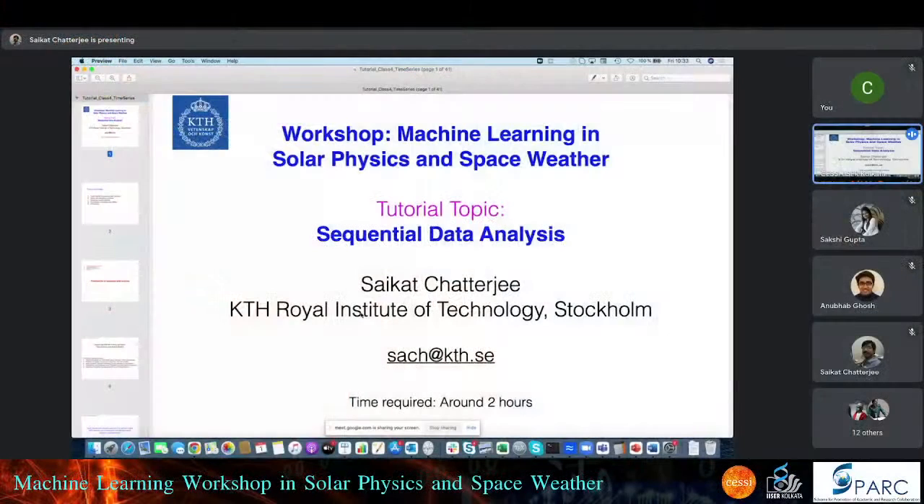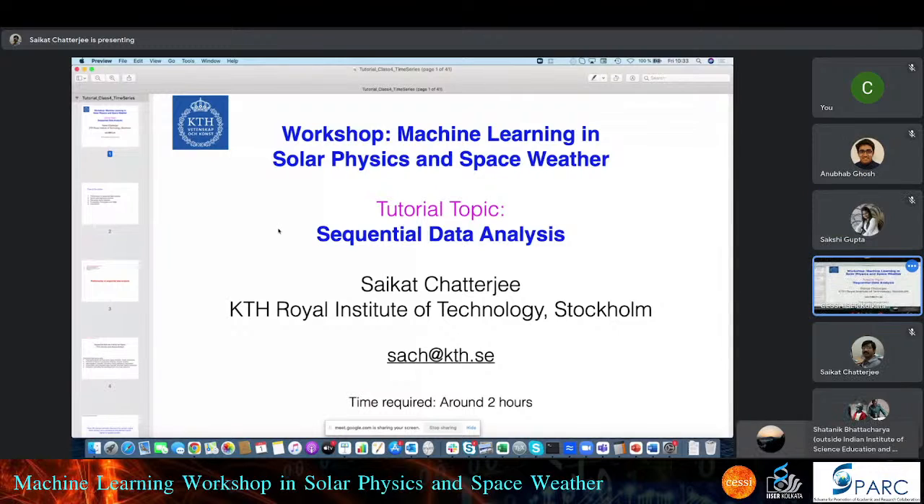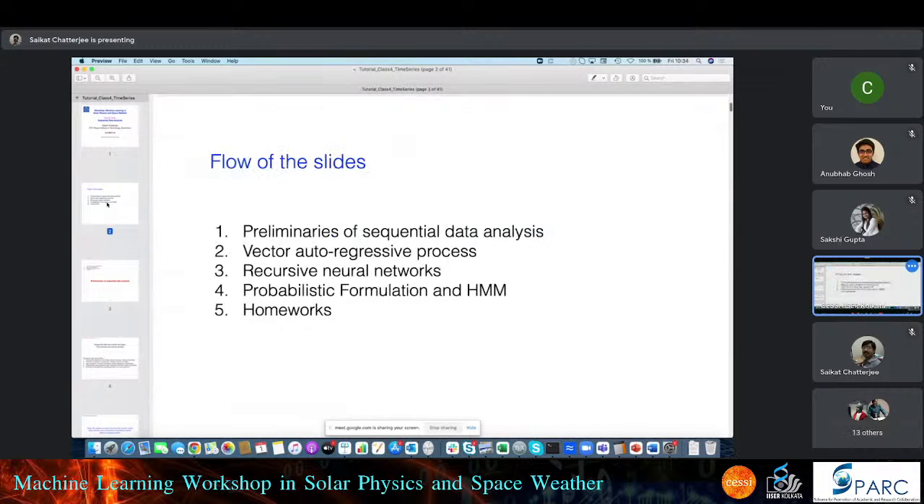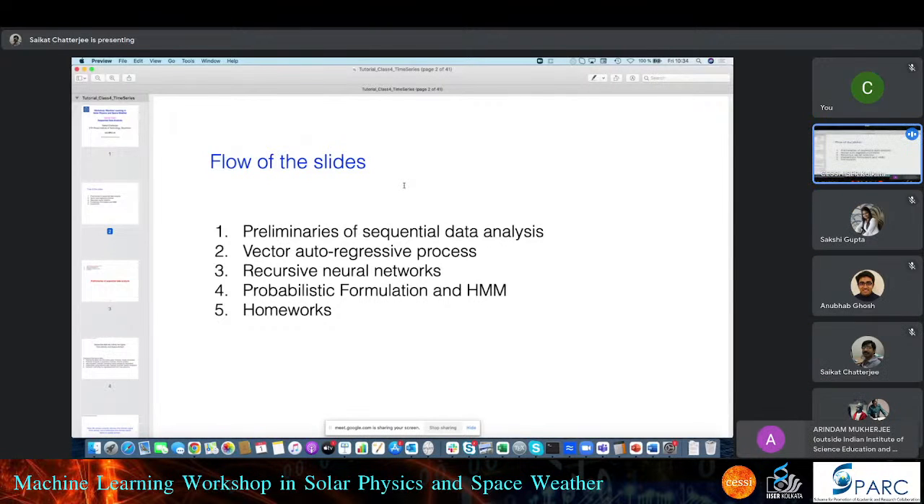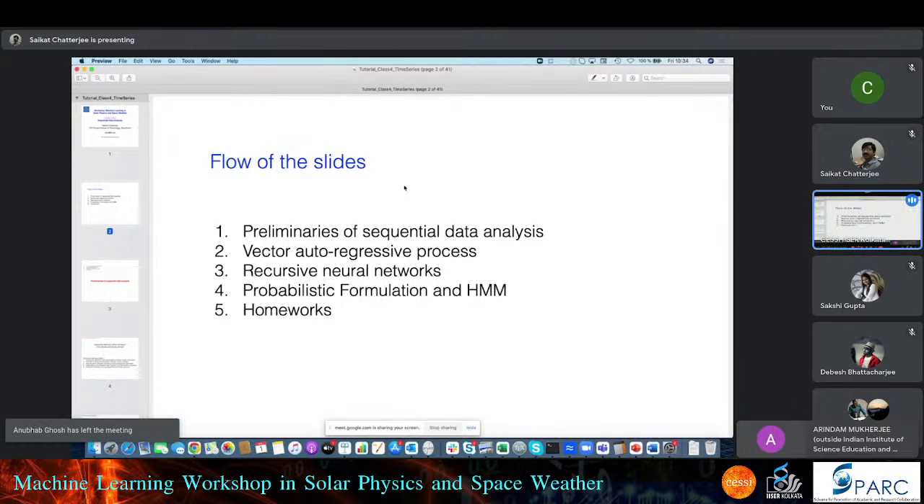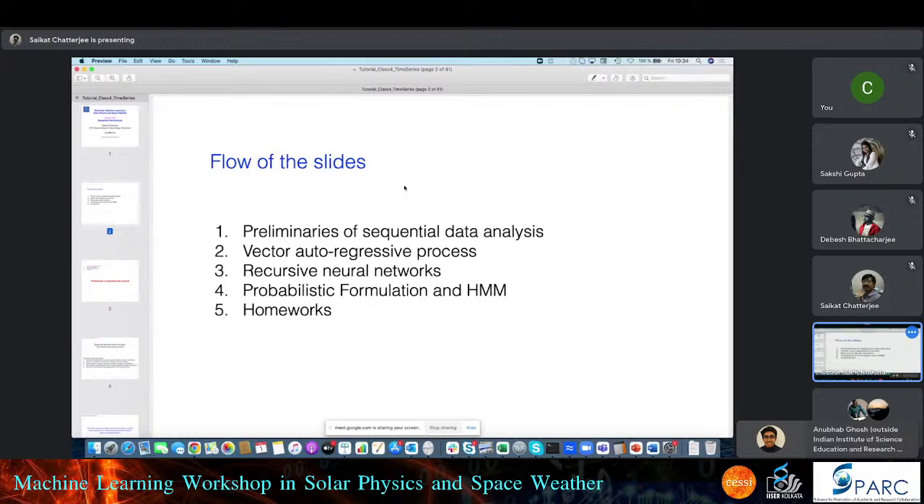About sequential data analysis. So my flow of the slides will be like this: I will give you some preliminaries of sequential data analysis. Then I will talk about the vector autoregressive process. You can imagine that you can bring it to the scalar autoregressive process easily. Then recurrent neural networks. And I will not talk about probabilistic formulations on HMM.